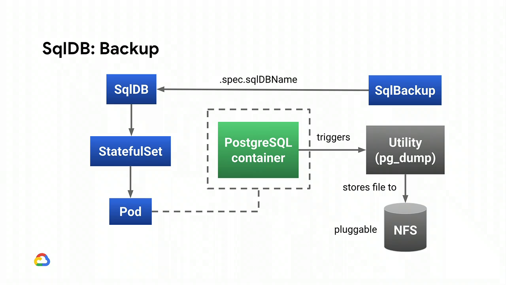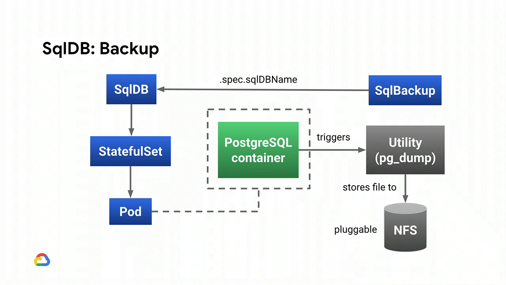she can create a SQL backup resource. The backup resource has a reference back to the SqlDB resource that we created in the previous workflow. And with this information, the SQL backup controller is able to identify which container it wants to run a command with. The controller will run a command within the container to trigger the backup utility to perform the backup.